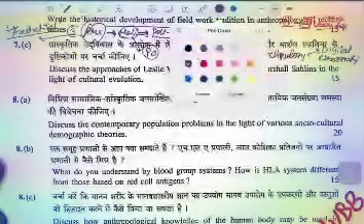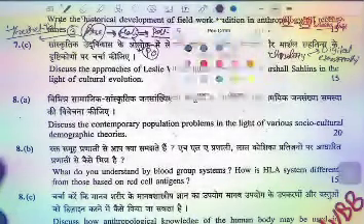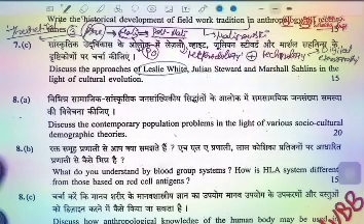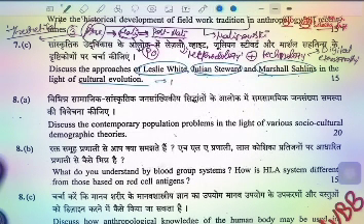And 7C, discuss the approaches of Leslie White, Julian Stewart and Marshall Sahlins in the light of cultural evolution. This question is nothing but asking about the concept of neo-evolutionism, and what is the perspective of neo-evolutionism in the context of cultural evolution, right?